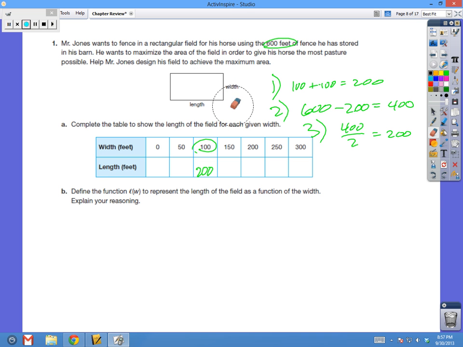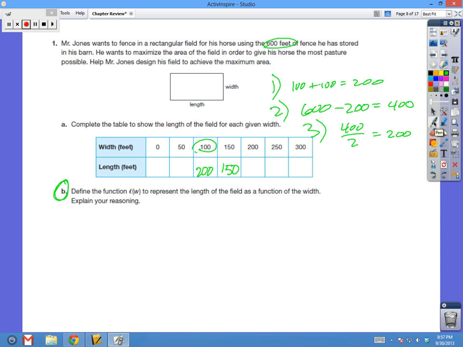Okay, same thing if it's 150. If you're going to use 150 on each side, move number 1, you do 150 times 2, you've used 300. You're going to take 300 from the total of 600, gives you 300 left, divide that by 2. That means 150 on top, 150 on bottom. So you can go ahead and fill out the table, but this one right here, B, wants you to write a function that represents the length as a function of the width.